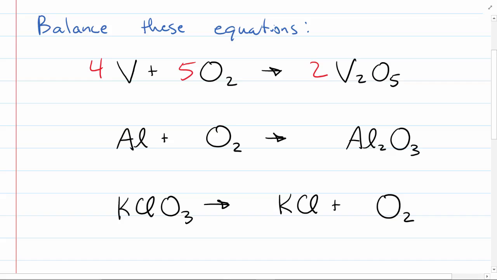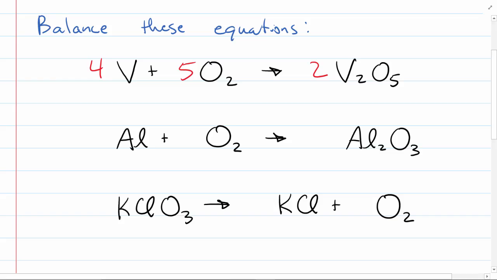So we check the quick balance. There are 4 vanadiums: 2 times 2 is 4 vanadiums. 5 times 2 is 10 oxygen, and 2 times 5 is 10 oxygen. So again, if you pay attention to the wording, if you saw this as a multiple choice question, the way you're seeing it here is a way that it could appear on the exam.